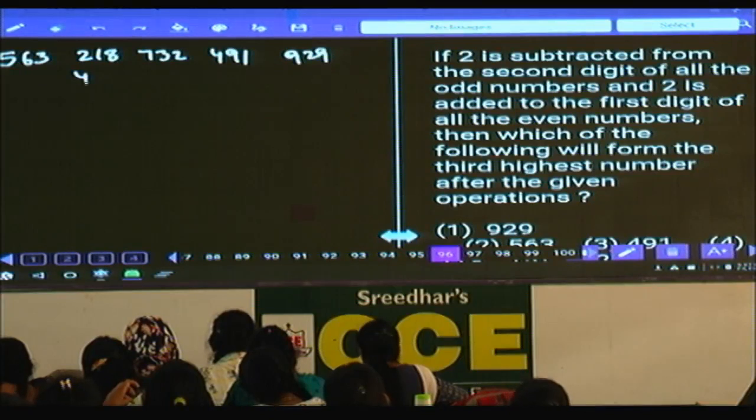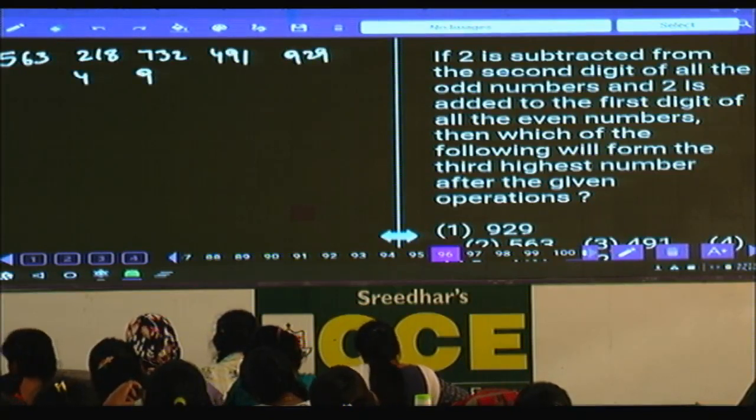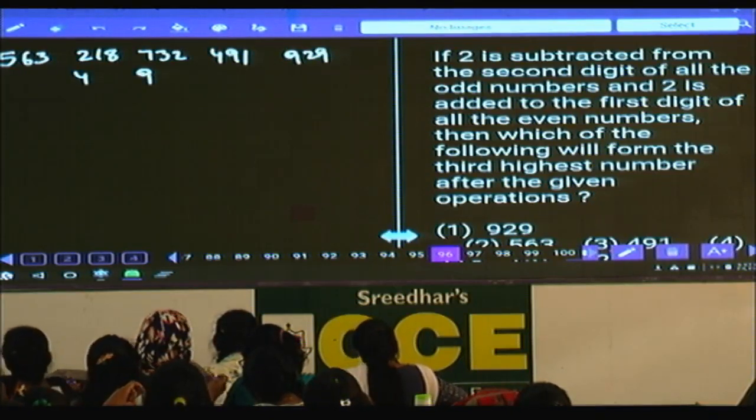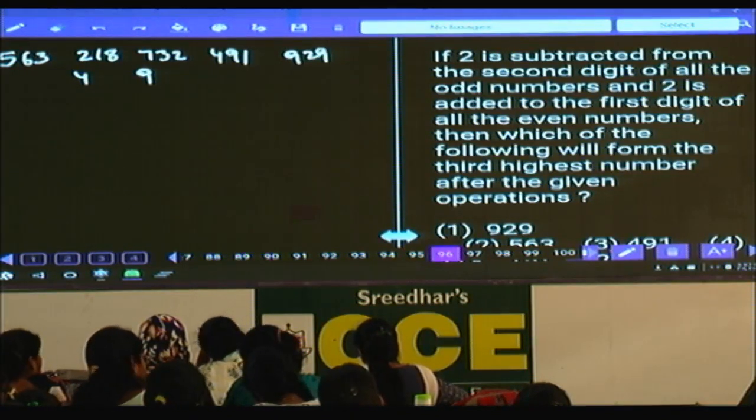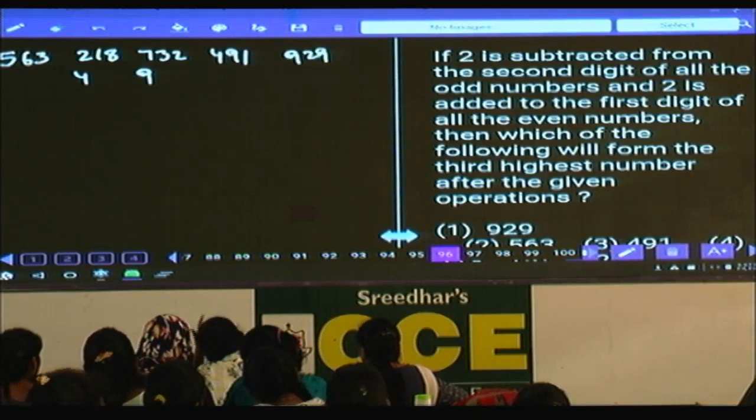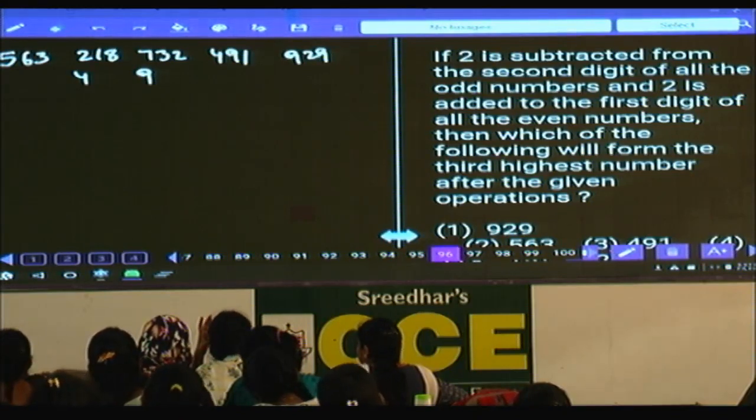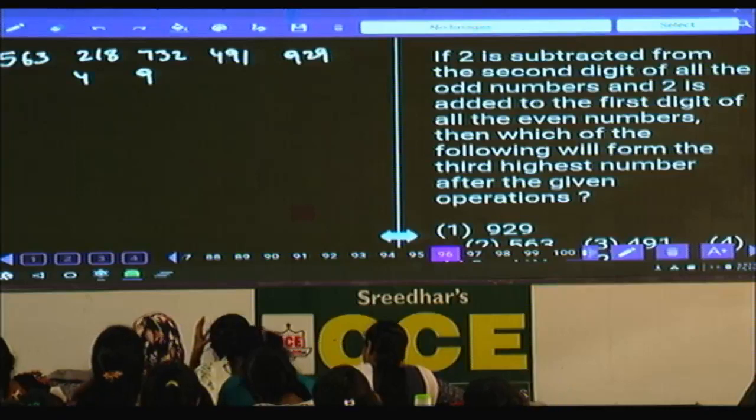Now this will be 4 and this will be 9. Then which is the first highest number? 932. Next one, 929. Next one will be how much? 563. Now the question is about what? 563, that is choice 2. Are you following this one or not?